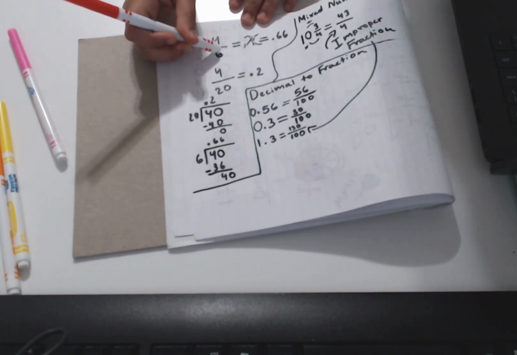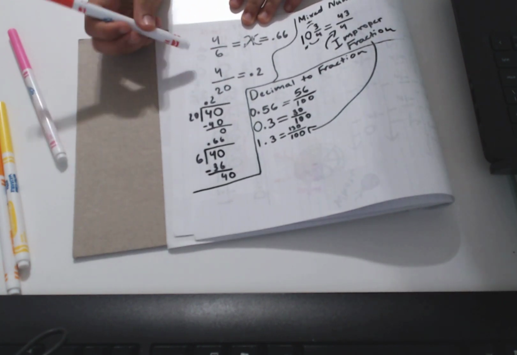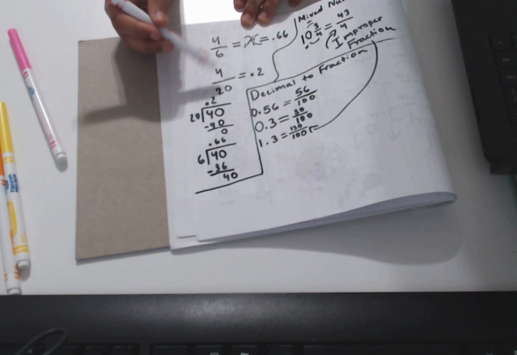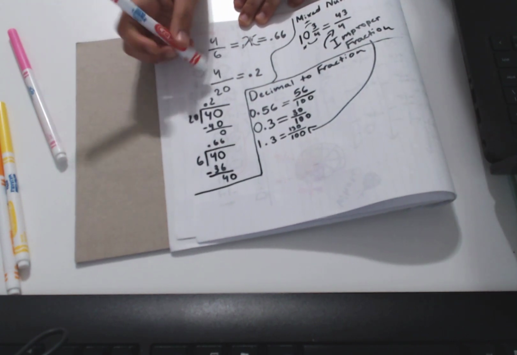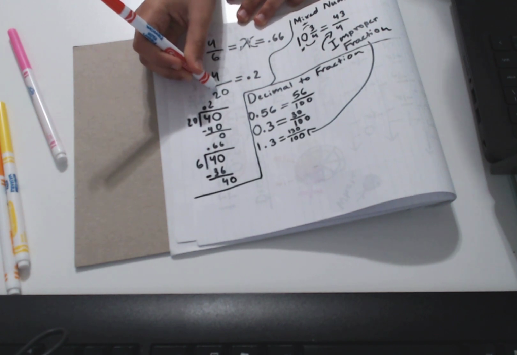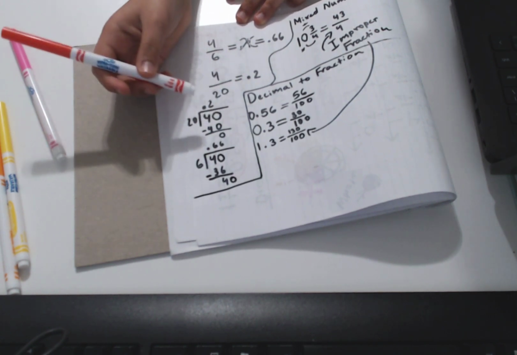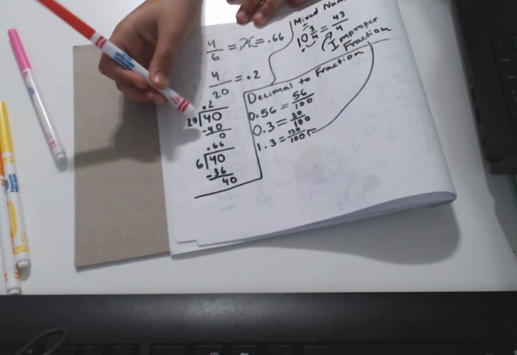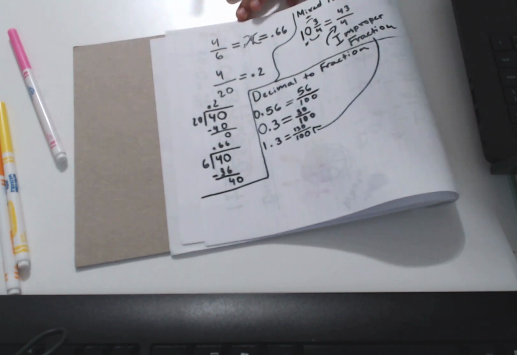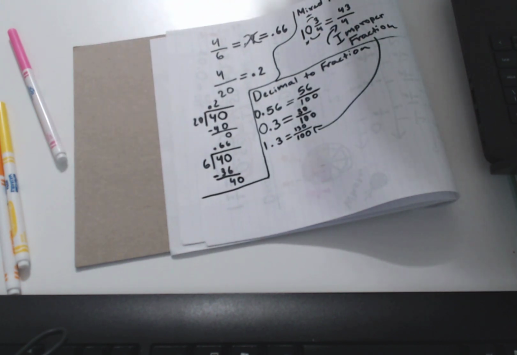So, 4 over 6. Actually, I'm just going to say for this second, 4 over 20. Now, what you're going to do is 4 divided by 20. Meaning, the numerator. Oh, wait, I forgot. I forgot to tell you something.